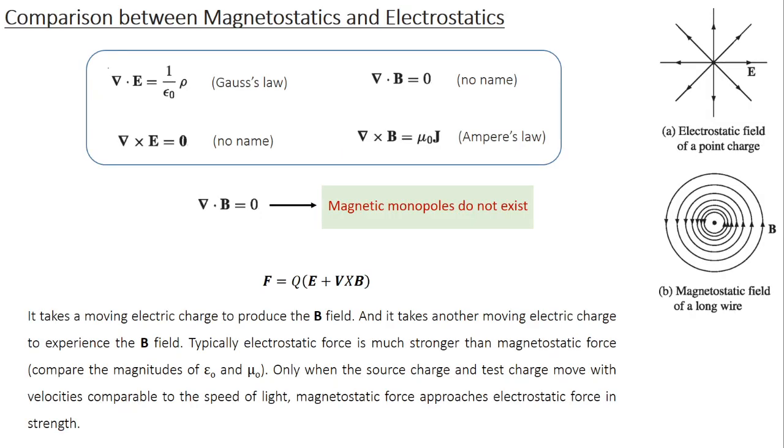So, having familiarized with the basic principles of electrostatics and magnetostatics, we are now in a position to have a head-on comparison between these two. Whatever electromagnetism we have learned so far can be summarized into these four equations. Divergence of E equal to rho by epsilon naught, this is the Gauss law, and curl of E equal to 0. Similarly, divergence of B equal to 0 and curl of B equal to mu naught J. This is the Ampere's law.